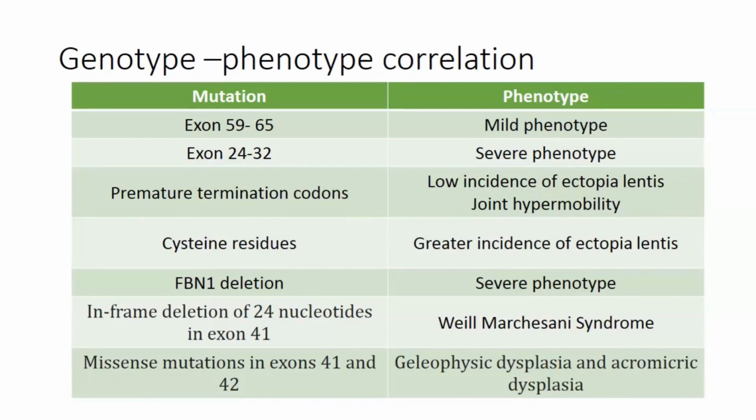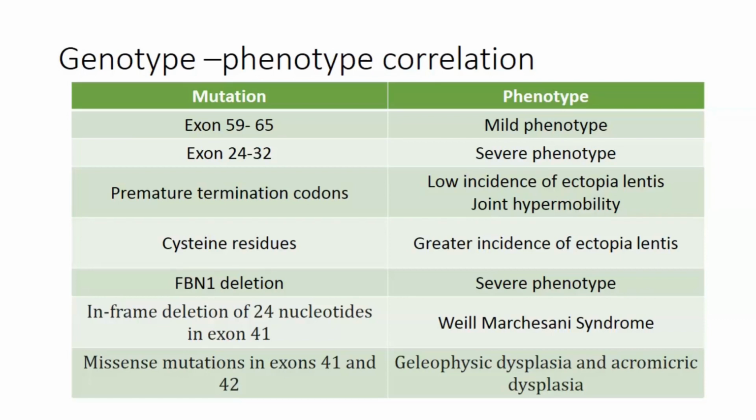Weill-Marchesani, geleophysic dysplasia, and all these are known as one gene leading to multiple disorders. Allelic disorders. What is pleiotropy then? Yes, one gene leading to multiple effects is pleiotropy. One gene leading to multiple disorders is allelic disorders. Can you tell me another gene which you must have seen very frequently which leads to allelic disorders? HBB is correct. I heard HBB.